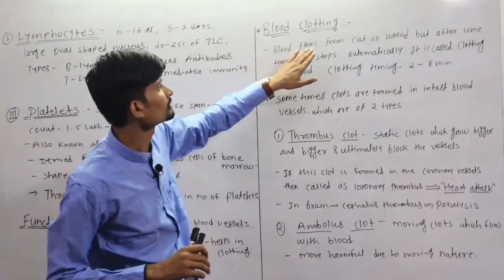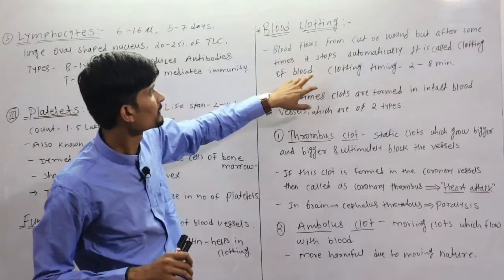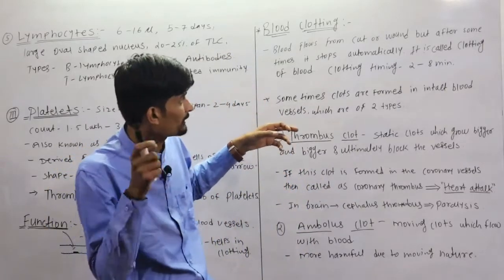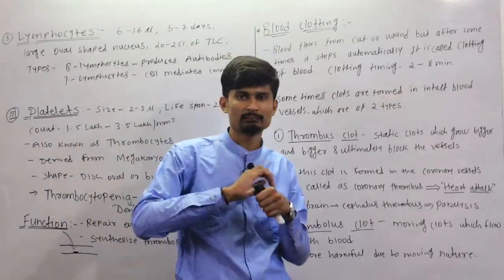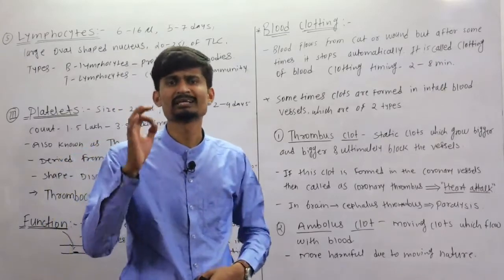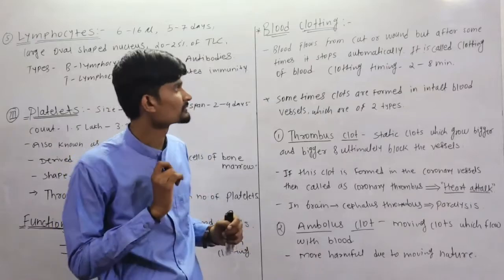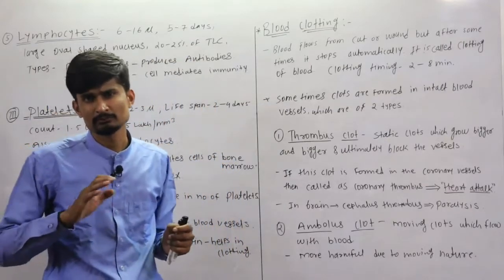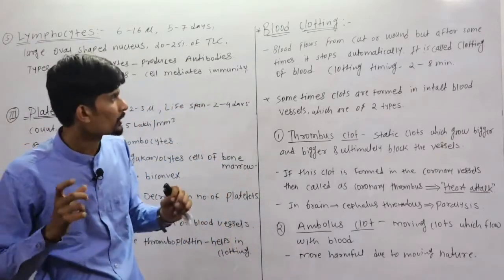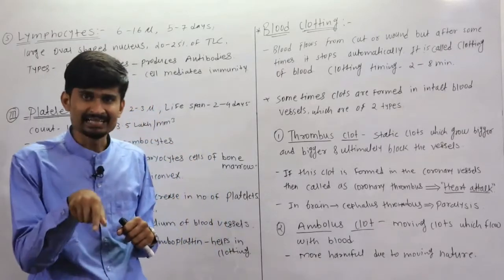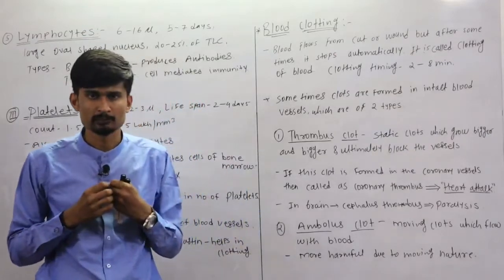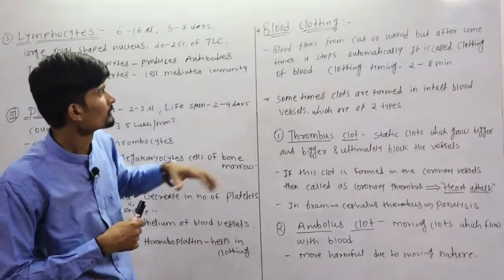Blood flows from a cut or wound, but after some time it stops automatically. Students, you have observed, when you have got a minor injury, if there is a cut or an abrasion, if you fall, there is bleeding, and you have noticed that after some time, within 5 to 10 minutes, that bleeding automatically stops. That is the mechanism of coagulation of blood. Naturally our body prevents the loss of blood from that wound or cut. So that is blood clotting.